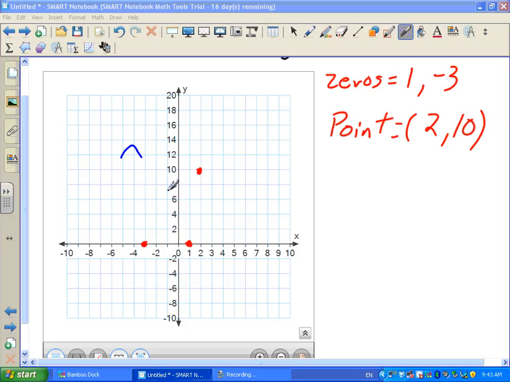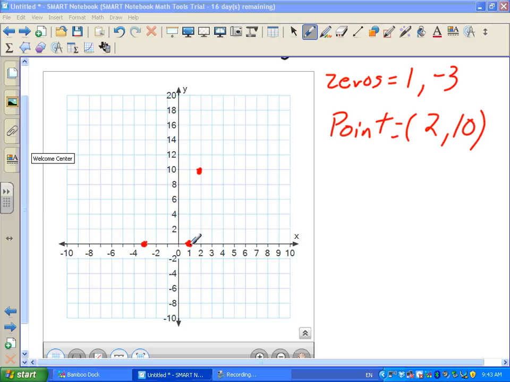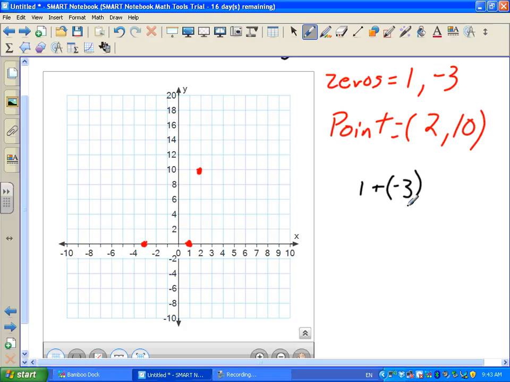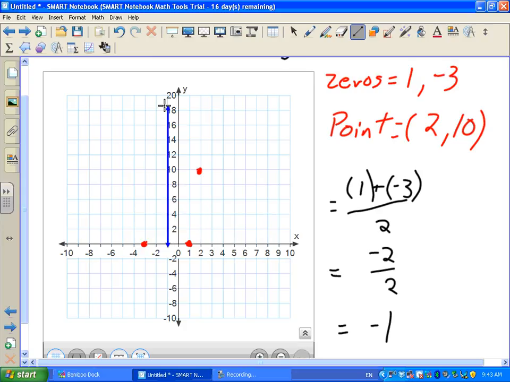Secondly, I have my two zeros. I can find out what the axis of symmetry is by using those two zeros. The axis of symmetry is going to be right in between the two of them. Okay, so I take my 1 plus -3. Guys, remember, we add them together and divide by 2 to find our axis of symmetry. This becomes -2 over 2. Our axis of symmetry is at -1. So that means I can draw a line on my -1, straight up and straight down. This is going to be our axis of symmetry. Very nice. We've gotten that.